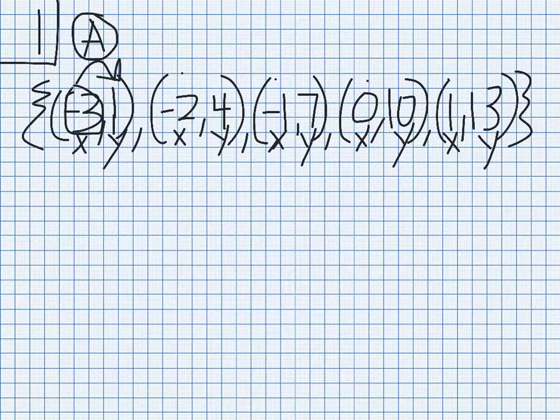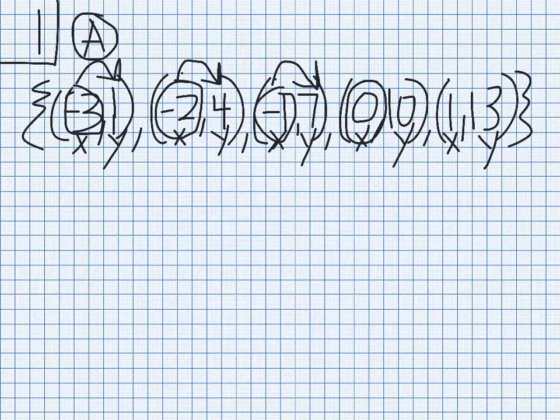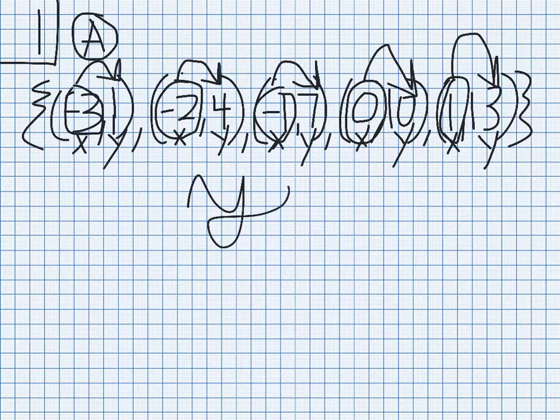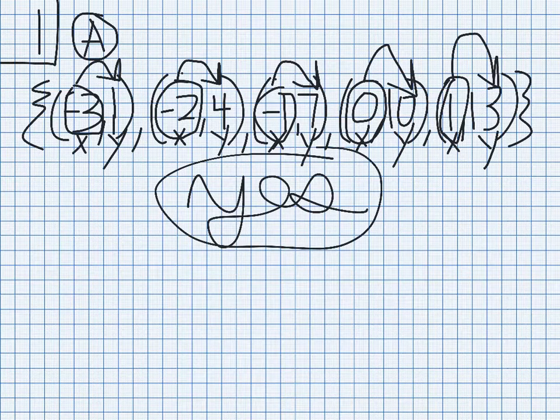The next one is -2. Is there any other -2s as an x value? And there are none. So that husband only has one wife, right? How about the -1 husband? Well, there are no other -1 husbands. So that husband only has one wife. So far this is still yes. This husband of 0 only has 10 as a wife, and this husband 1 only has 13 as a wife. So we call that yes. It is a function. All good relationships there.